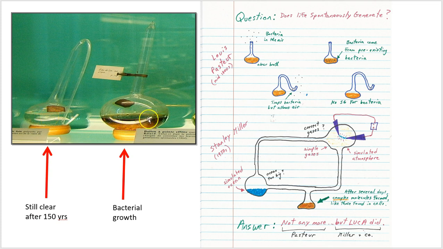This flask shows the bacterial growth. It was the straight neck flask. So for Pasteur, there is no spontaneous generation for bacteria. Bacteria have pre-existing parents. They come from pre-existing bacteria.